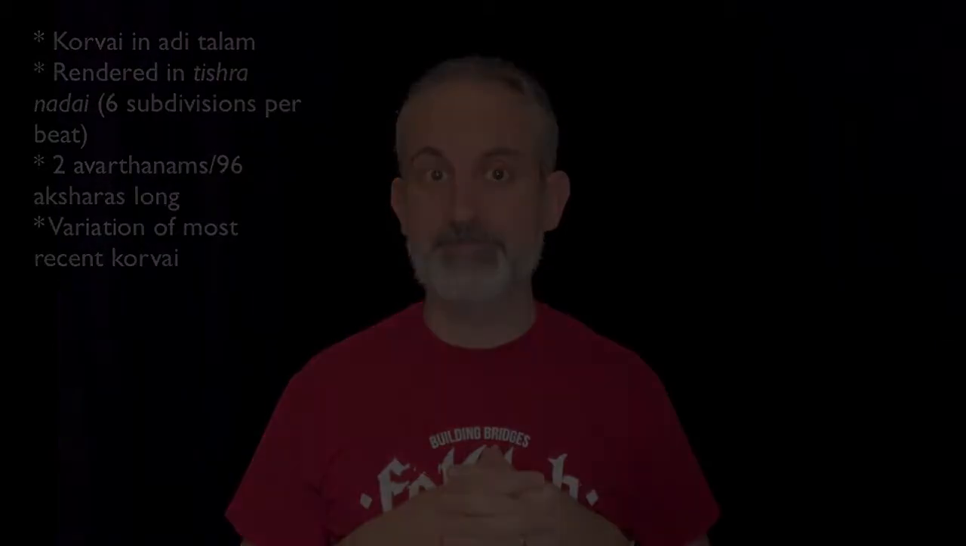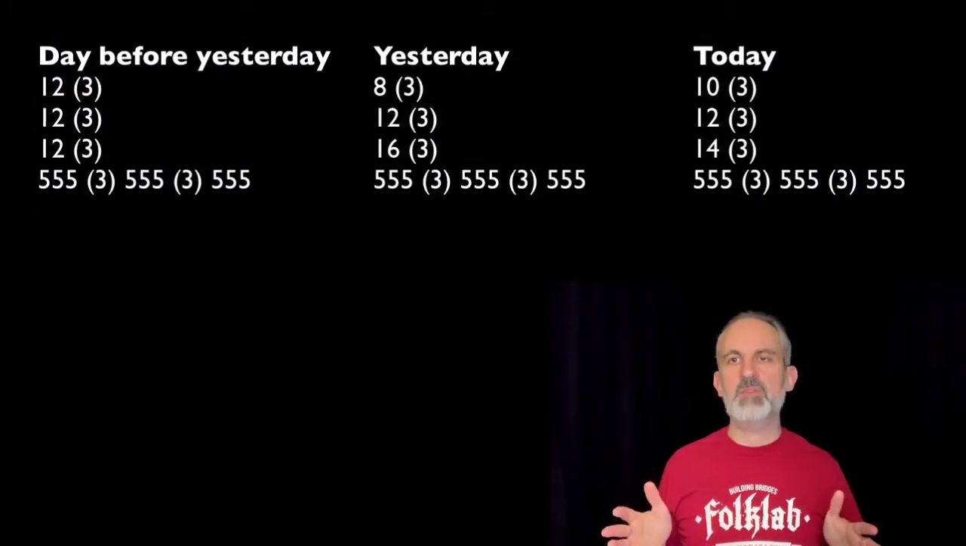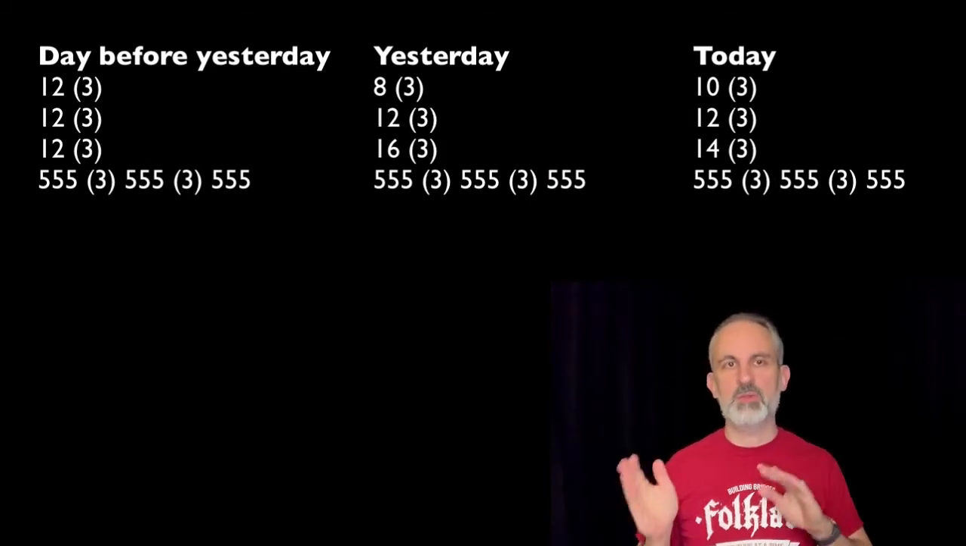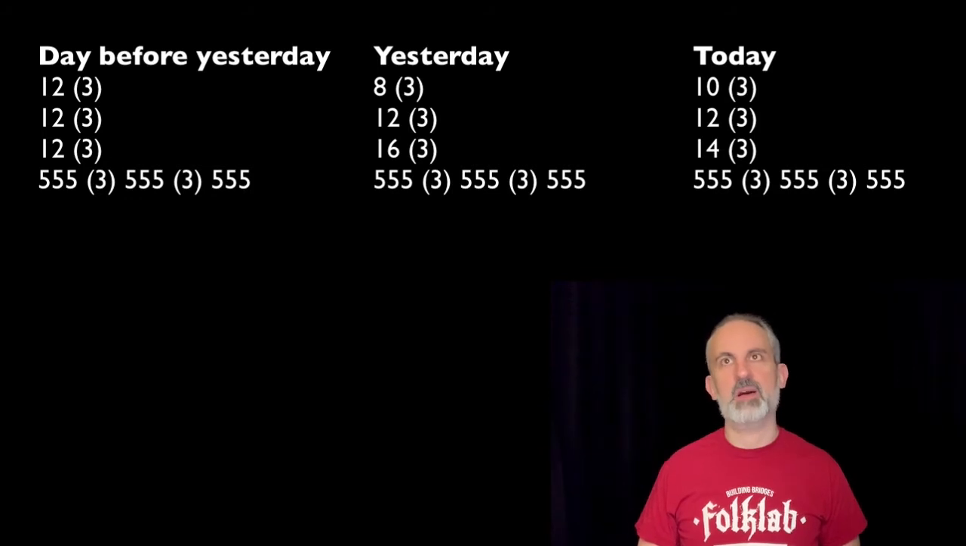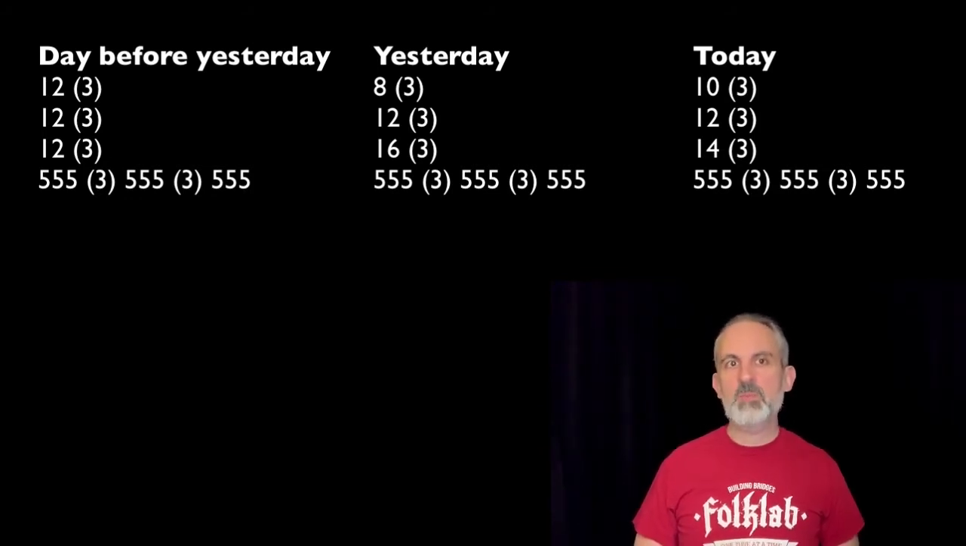So quickly, the day before yesterday, I showed you this korvai that had a very simple structure: 12 3-gap, 12 3-gap, 12 3-gap. And the tirmanam, of course, in the last line of 5-5-5, 3-gap, 5-5-5, 3-gap, 5-5-5. Then we mixed things up.